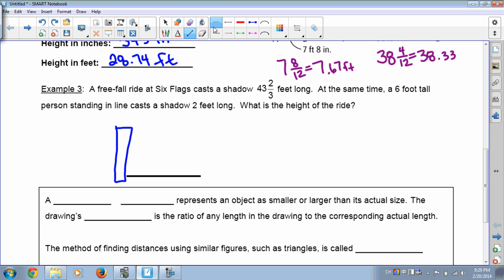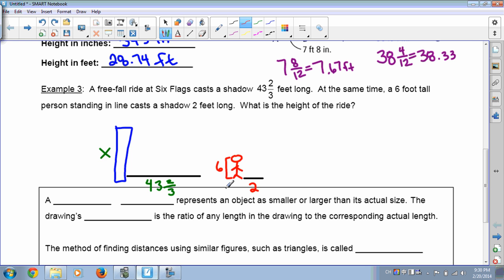Okay, let's label that. We don't know the height of the ride though. And then there's a man who is 6 feet tall, standing. Okay, so let's draw the man. Here he is. My awesome picture. He's 6 feet tall. And he casts a shadow that's only 2 feet long. Here's his shadow. And that is only 2 feet long, so let's label that as well.